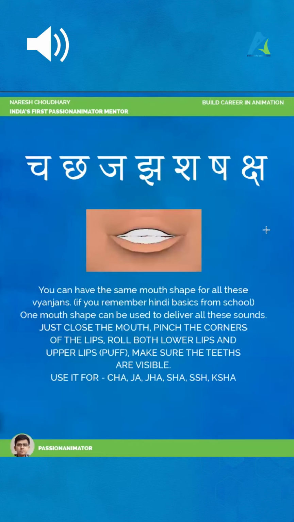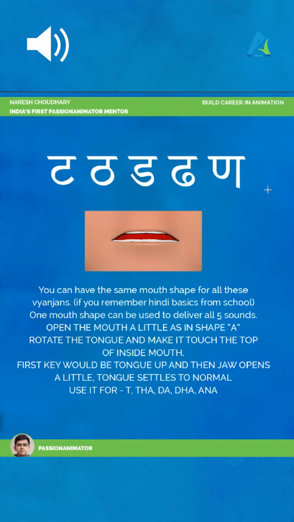Similarly goes with cha, chha, ja, jha, sha, shha, sh. All these sound the same. So you can have this lip shape to have these sounds. Then comes ta, tha, da, dha, na. Again, your tongue touching the palate and then creating this shape for all these letters.